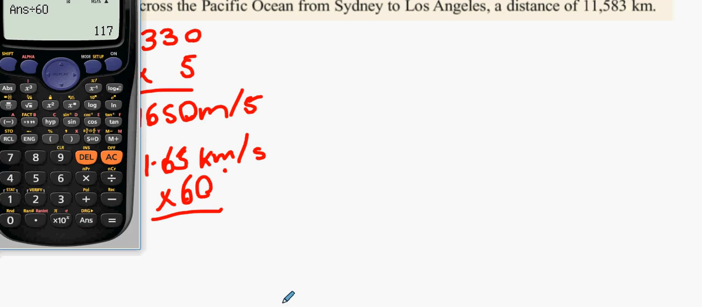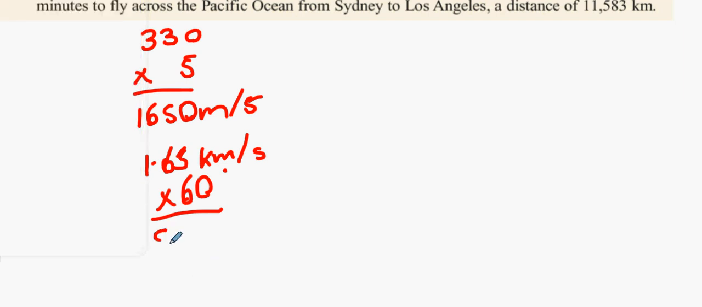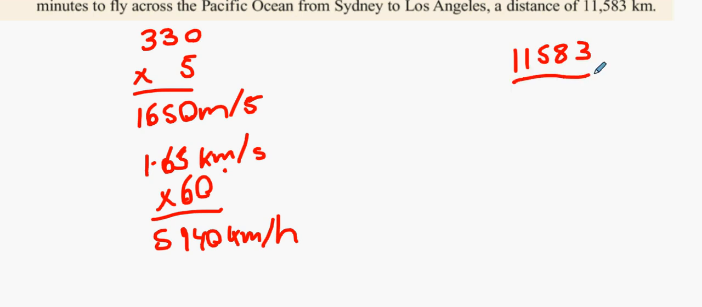Yes, sir. How much in a minute? Yeah. Okay. It will cover 99 kilometers in a minute. Multiply by another 60. And what would that tell me? How many kilometers will it cover in an hour? So this will cover 5,940 kilometers per hour. Then you can get your 11,583, which is your distance, and divide it by a speed of 5,940.